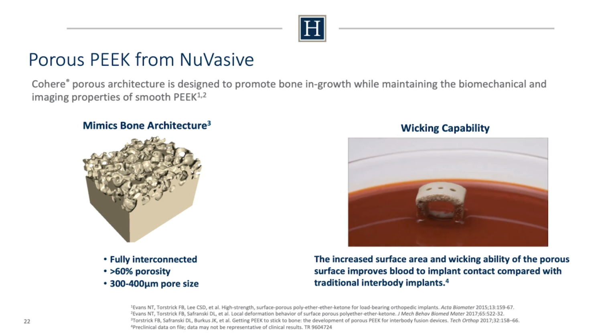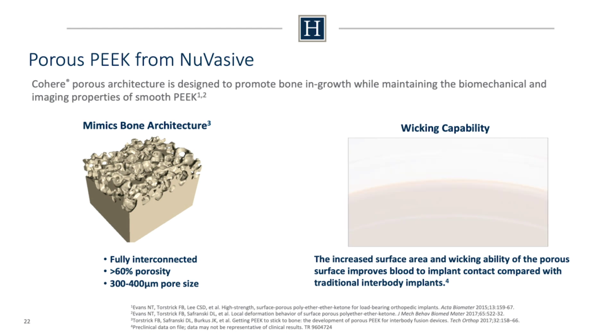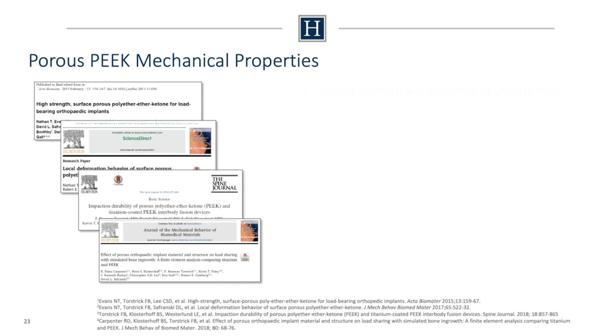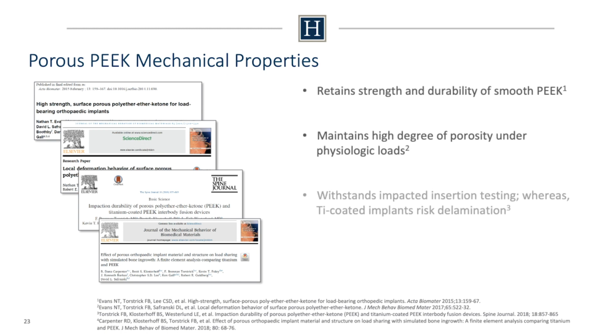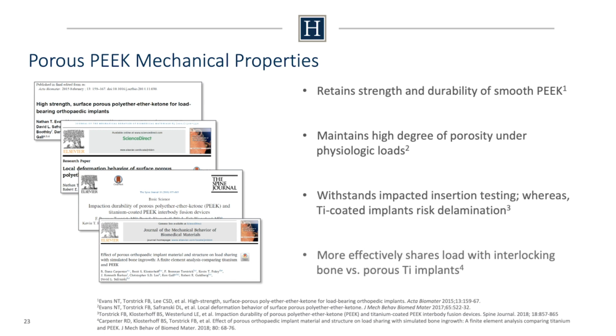The increased surface area and wicking capabilities of the porous surface improves blood-to-implant contact compared with traditional interbody implants. The mechanical properties of this material have been well established through multiple scientific publications. This peer-reviewed literature demonstrates that Porous PEEK retains the strength and durability of smooth PEEK. It maintains more porosity under physiologic loads and withstands impacted insertion testing, whereas titanium-coated implants risk delamination. Porous PEEK more effectively shares loads with interlocking bone compared to porous titanium implants.